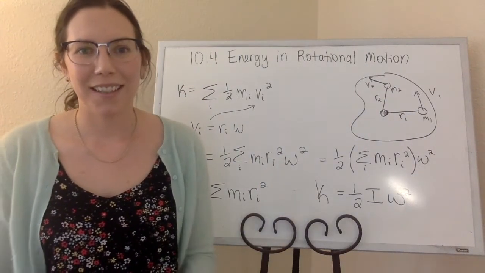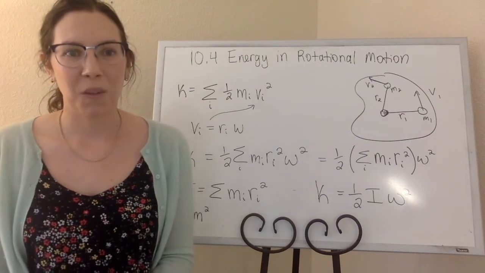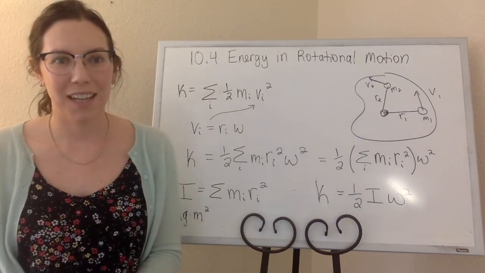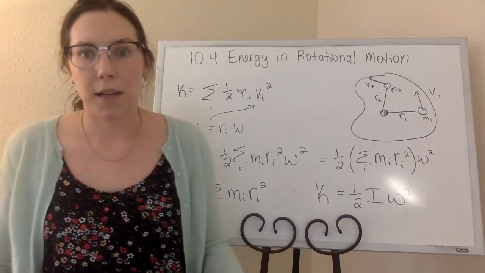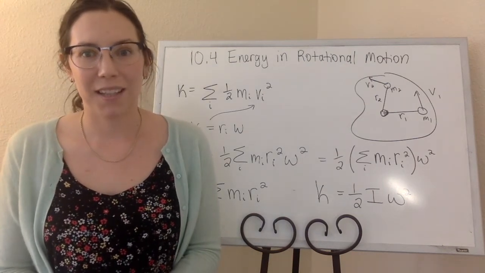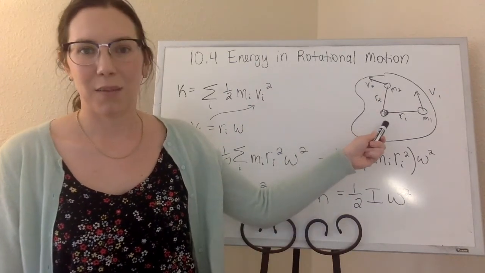Okay, let's start 10.4, energy and rotational motion. I have two very important quantities to introduce to you in this section, and then we'll do one example. So let's consider a rigid body that's rotating about an axis of rotation. I've drawn an example here. This is the rigid body, there's the axis of rotation.